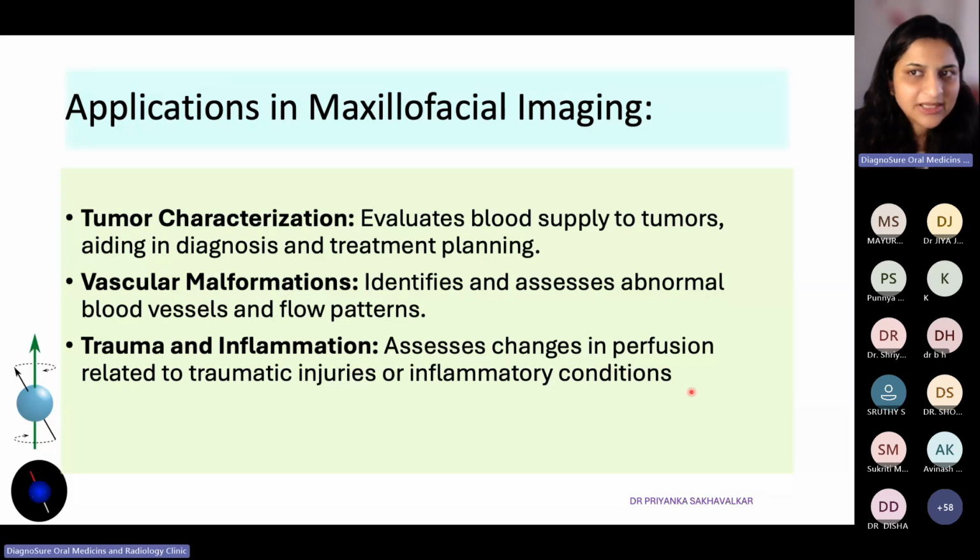Now, these techniques have applications to evaluate tumor characterization, to study vascular malformation, as they determine the blood vessels and flow patterns. And they can also help to assess trauma related changes or inflammatory conditions.